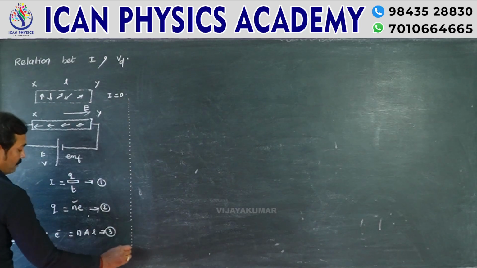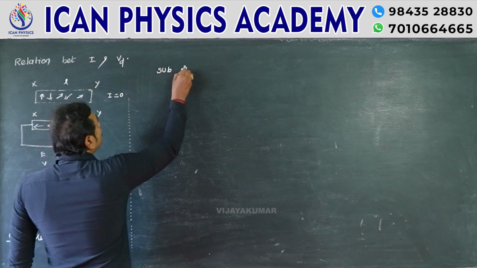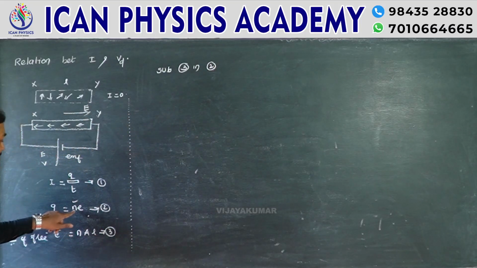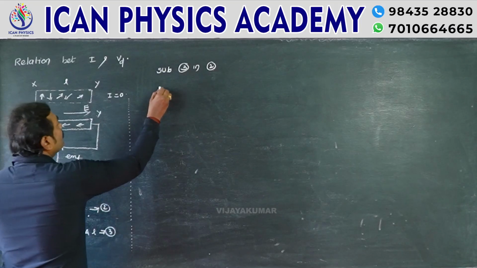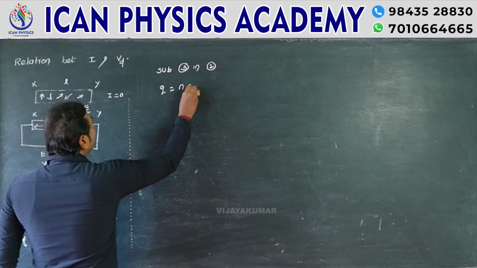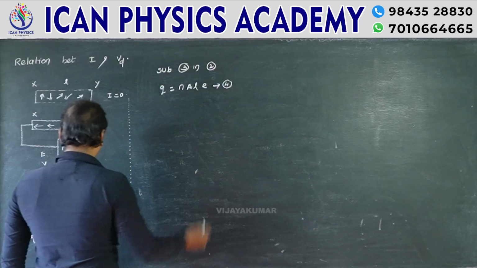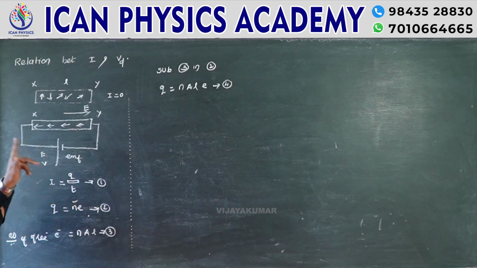Now substitute 3 in 2. Instead of N, we can substitute N, A, L. So Q equal to N, A, L into E. Now it's taken as equation number 4. So now we have calculated the value of the numerator. Now we have to calculate the value of the denominator.